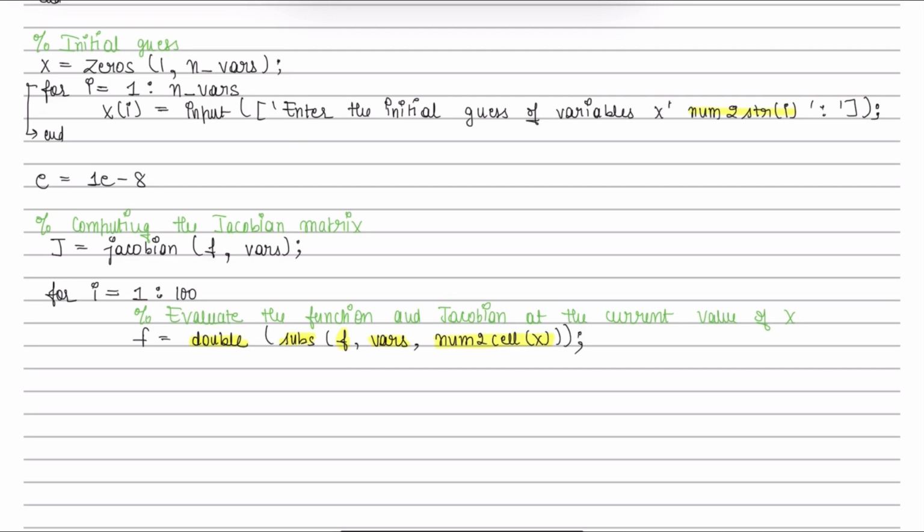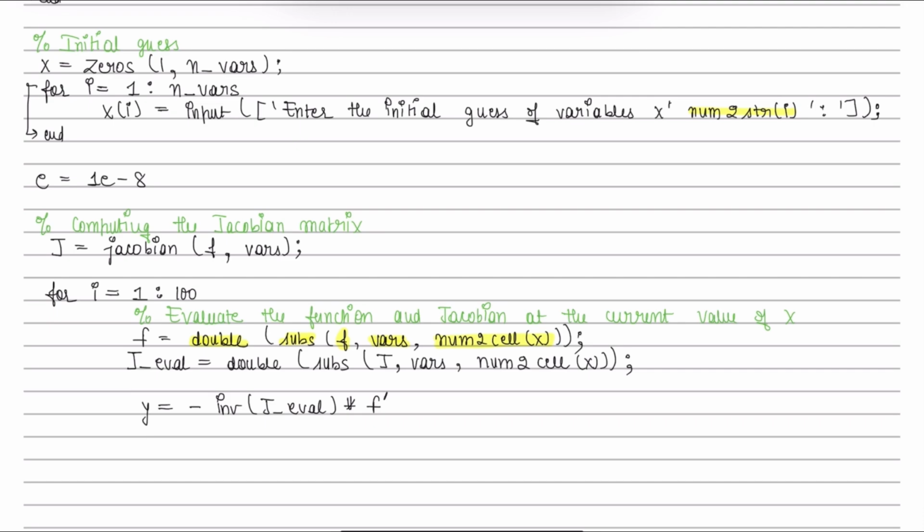For that, we use the line of code in the same way we have used to evaluate F. In the next step, we have to evaluate the value of y, which will be y is equals to minus of inverse of Jacobian value into the evaluated f value.